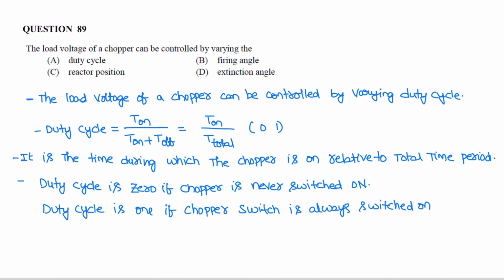Load voltage of a chopper may be controlled by varying duty cycle. So chopper load voltage can be controlled by varying the duty cycle. Duty cycle means on time duration to total time duration, that is on time duration plus off time duration. And this duty cycle may vary from 0 to 1. Duty cycle is 0, so that means on time duration is 0 and the complete duration is T off. The chopper is never switched on. So on time is 0 means chopper is never switched on, and duty cycle is 1 means off time is 0, it is always switched on. The load voltage of chopper can be controlled by varying the duty cycle. It varies from 0 to 1.